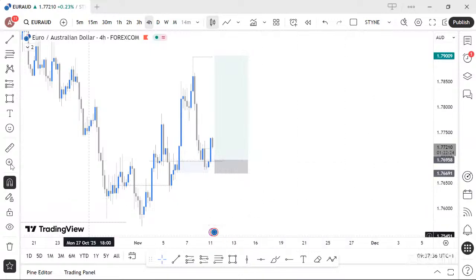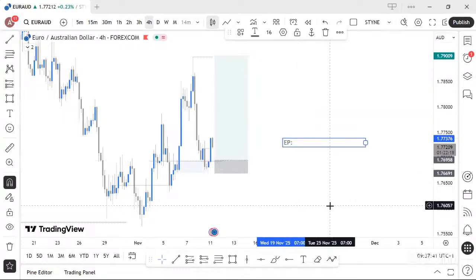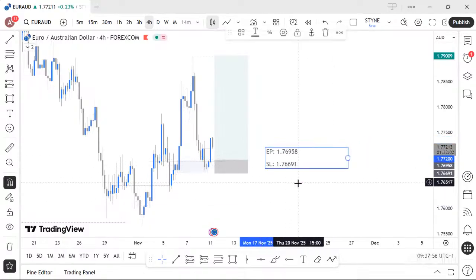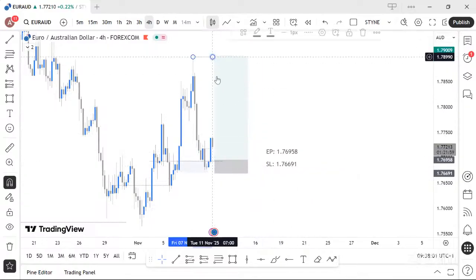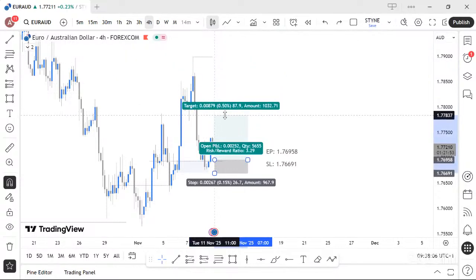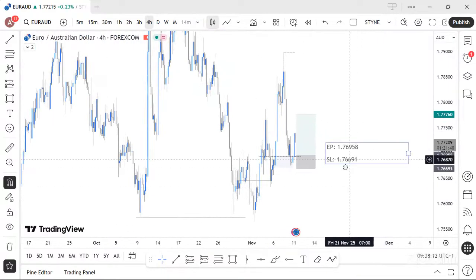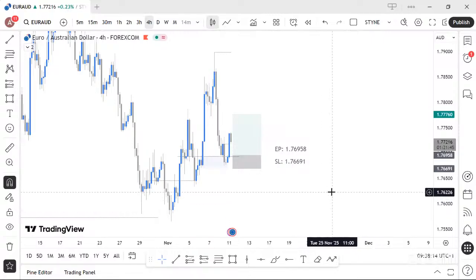Let me just drop the pricing. The entry price for this one, please manage your risk, is 1.76958. And then the SL is 1.76691. Okay, this is what the trade looks like. And then you can target 2R, 3R, depending on, well, I'll just leave the TP open. I'll leave the TP to you. When you see your profit that you're good enough with, you can start to book. Is that okay? This is how the trade is going to look like.